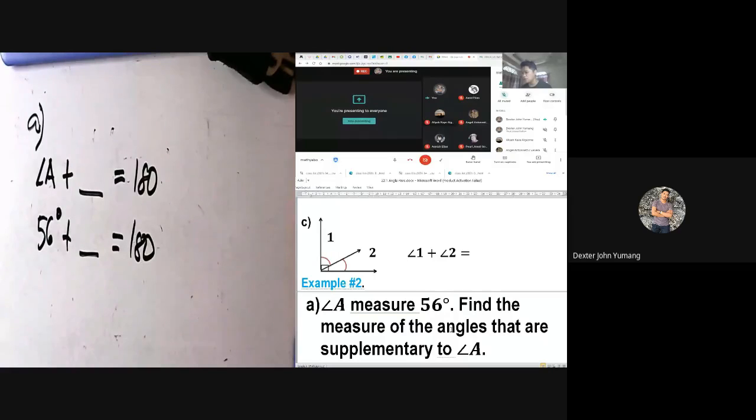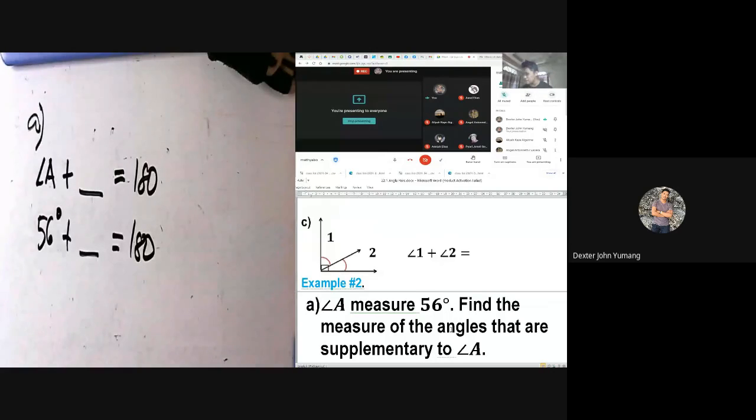In this case, ano po ang kailangan gagawin ninyo? Did you add, subtract, multiply, or divide? Ano po yung ginawa nyo? Did you add it, subtract it? So, subtract, subtract. Meron po nagsabi na add. So, let's reveal. Ano nga ba ang gagawin dito?